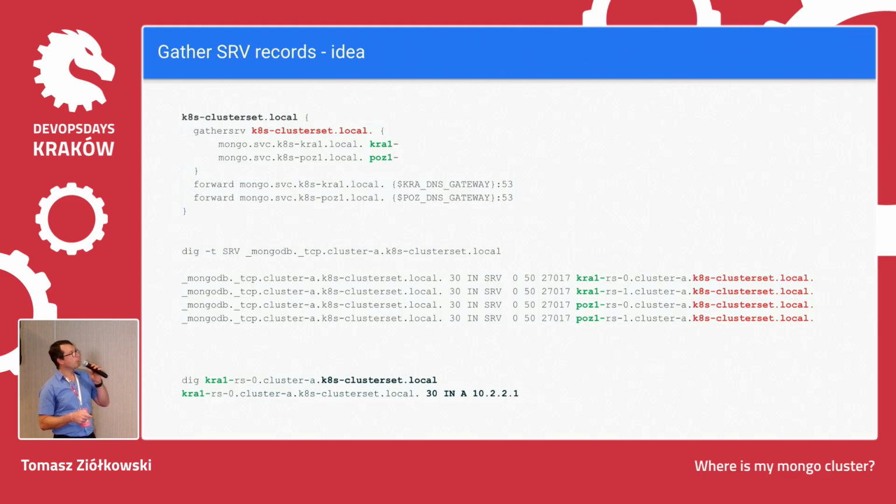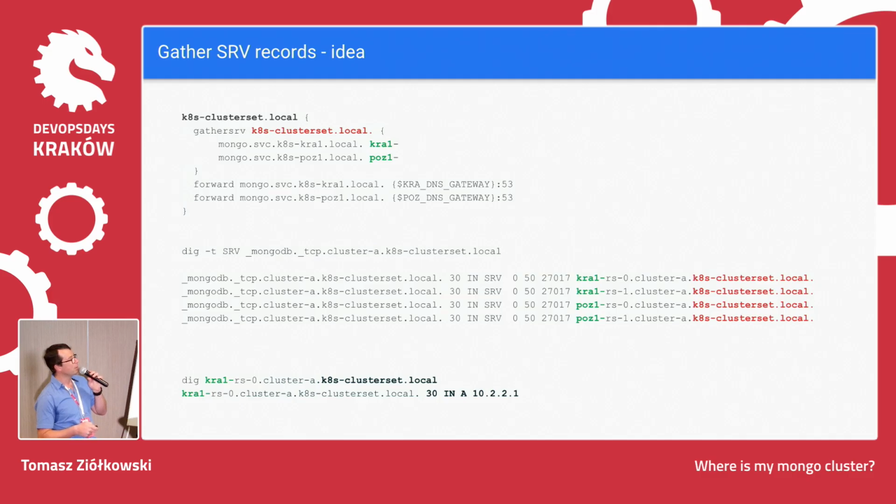And for each such request, the request is divided into two requests, and the Kubernetes cluster set is replaced with the first parameter. And on the response, the opposite replacement takes place, and additionally, the prefix is added to each host name.